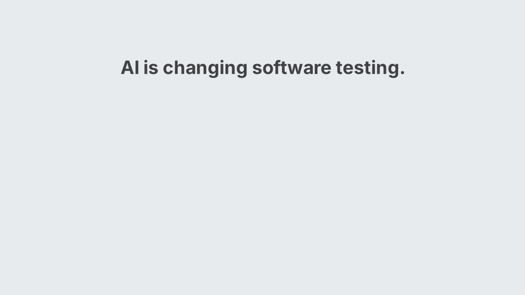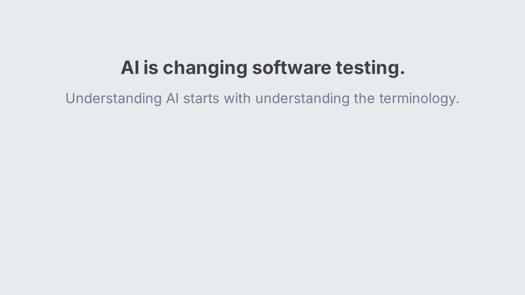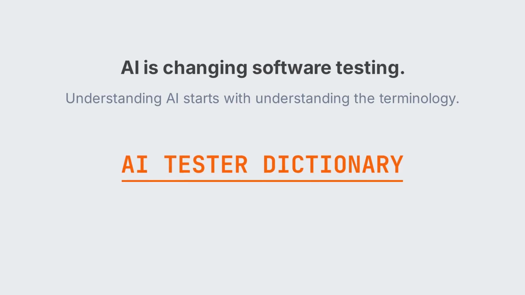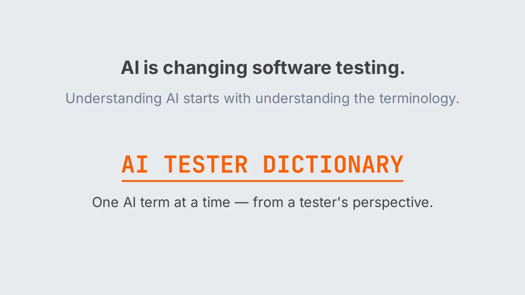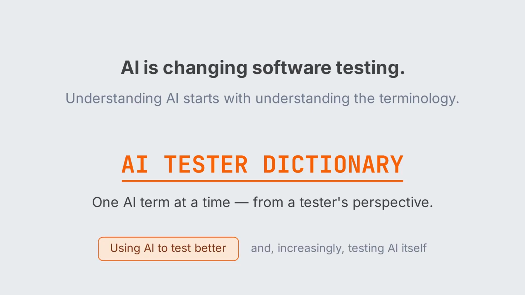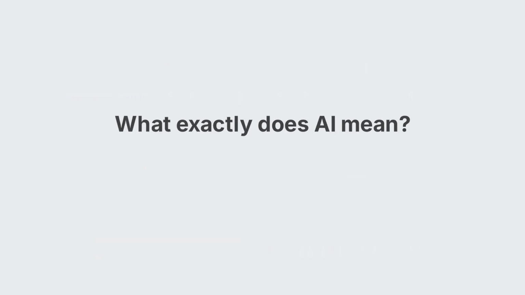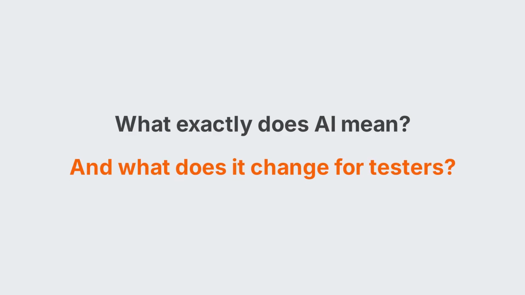AI is changing how we test software, but using it well starts with understanding the terminology. Welcome to the AI Tester Dictionary, where we break down one AI term at a time from a software tester's perspective, mostly about using AI to test better, and increasingly, about testing AI itself. So, let's start at the beginning. What exactly does AI mean? And what does it actually change for testers?